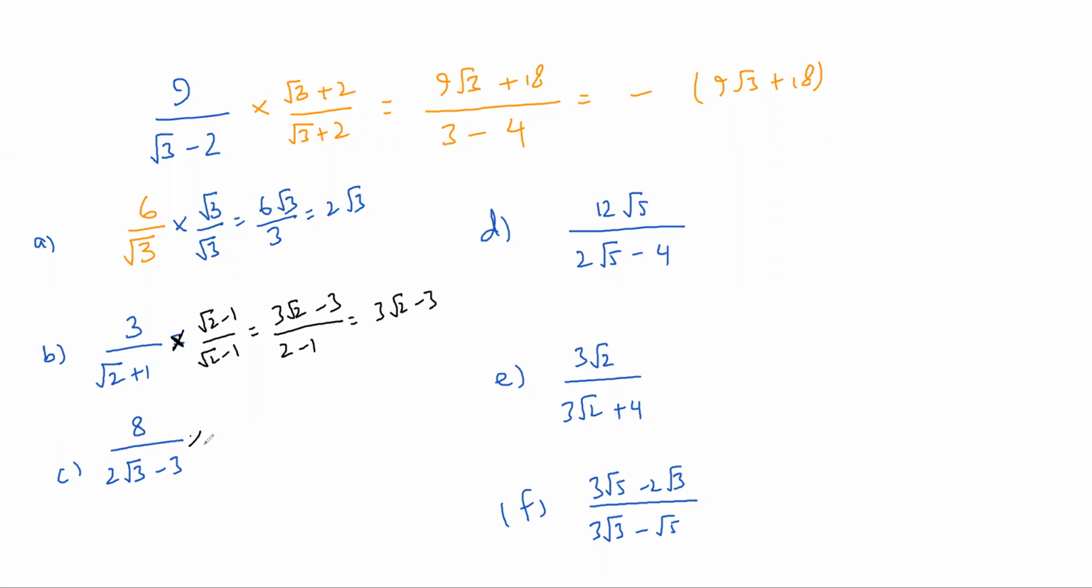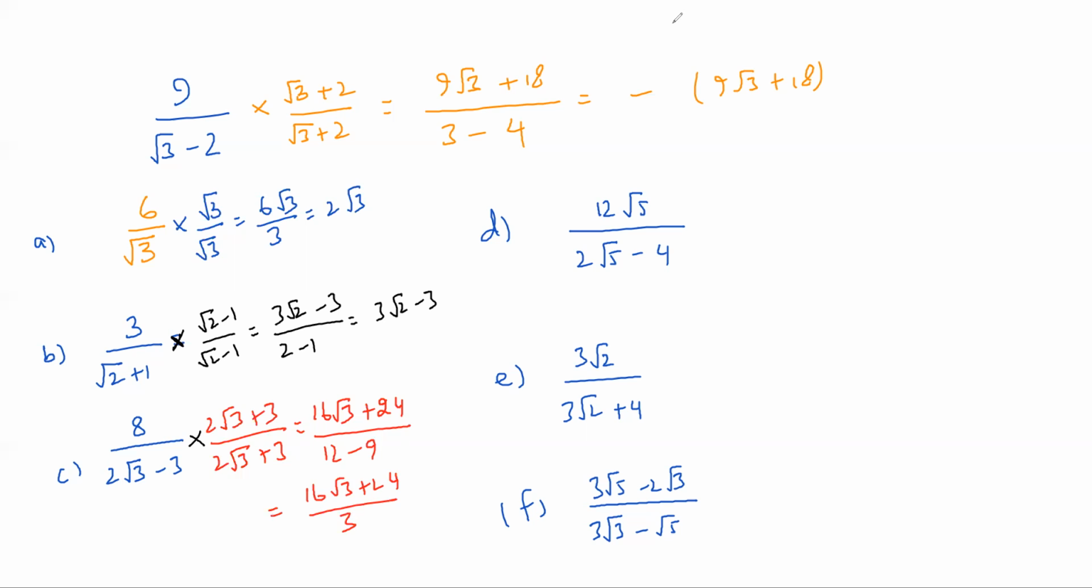This one, we shall multiply this by 2 under root 3 plus 3 over 2 under root 3 plus 3. So you have it as 16 under root 3 plus 24. And this 2 under root 3 square is 4 threes are 12 minus 9. So we have this 16 under root 3 plus 24 over 3.